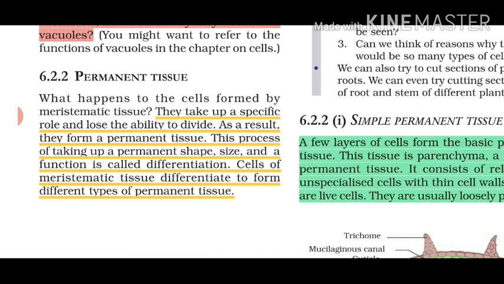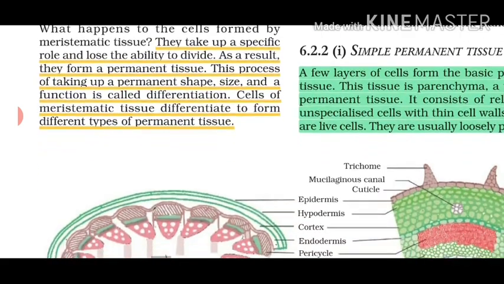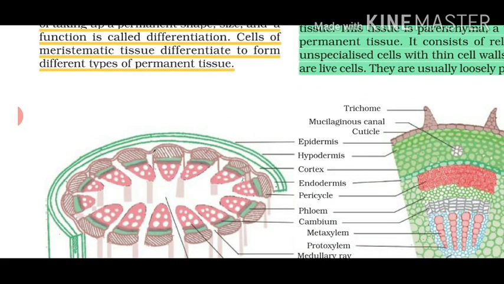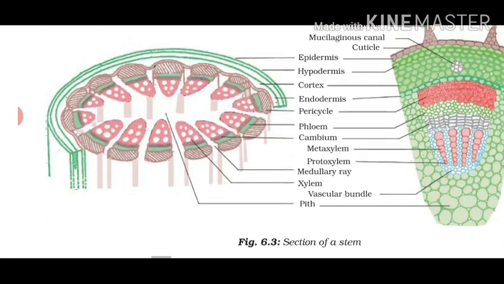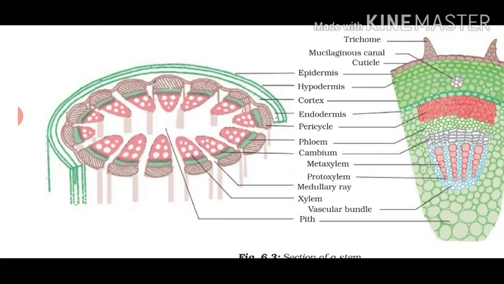This is a figure of a stem showing the different types of cells present in the stem, like epidermis, hypodermis, cortex, endodermis, phloem, cambium, metaxylem, protoxylem, medullary ray, xylem. Xylem is a vascular bundle.